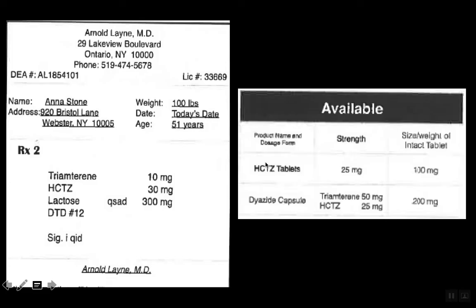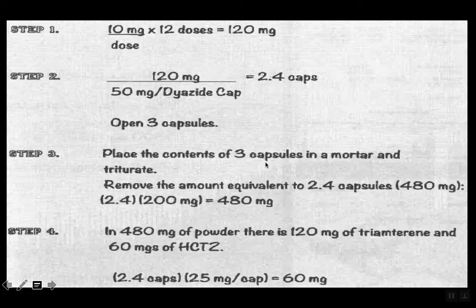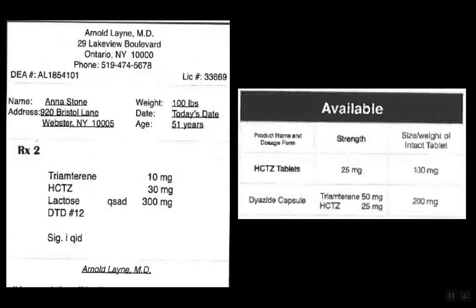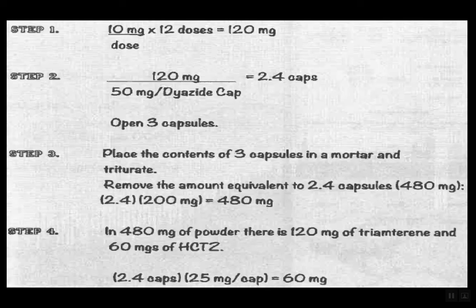No, 3 capsules is not 3. Sorry. If three capsules, each one is 200, right? So 3 capsules will give you 600 milligrams total weight. So 2.4 will be like about 480 of the powder that you need. Okay, so you need around 480 powder of the diazide capsule. And in 480 milligrams of powder, there is 120 milligrams of triamterene. That's what we calculated. But there's also 60 milligrams of hydrochlorothiazide.